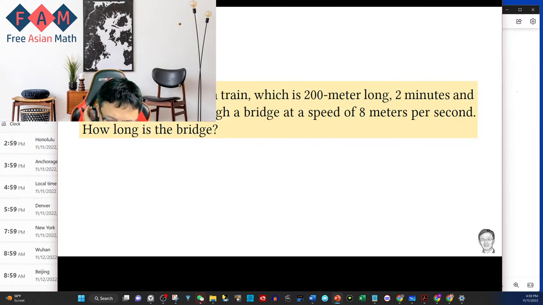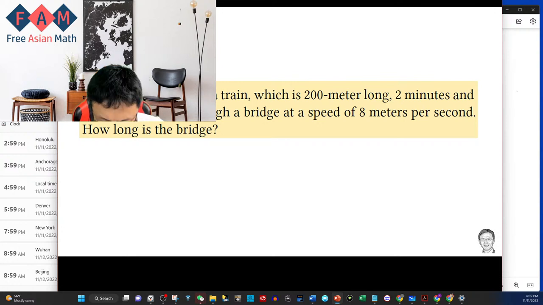Let's do another problem. It takes a train which is 200 meters long 2 minutes and 5 seconds to pass through a bridge at the speed of 8 meters per second. How long is the bridge? Okay. So you understand what we just talked about, the relationship between bridge length and the train length. Is this the same problem? Yes, it looks like this is the problem we just discussed, just with different availability of the parameters.